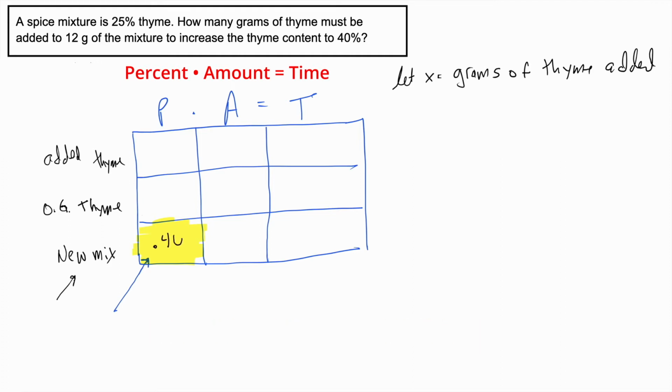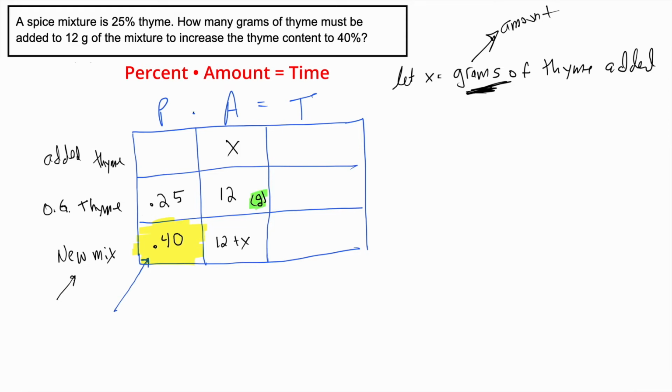There's your 40. Where does this 25% go? Yeah, that's an OG. So where do I put that? So 0.25 goes there. And let's see, X equals grams of thyme added. Where does that go? So here. What about the 12? How many grams of thyme must be added to 12 grams? OG amount is 12 grams. I'll put 12 in. I'll put grams right here, but we're not going to put that in the problem, but there it is in green. 12 plus X. All right, cool.